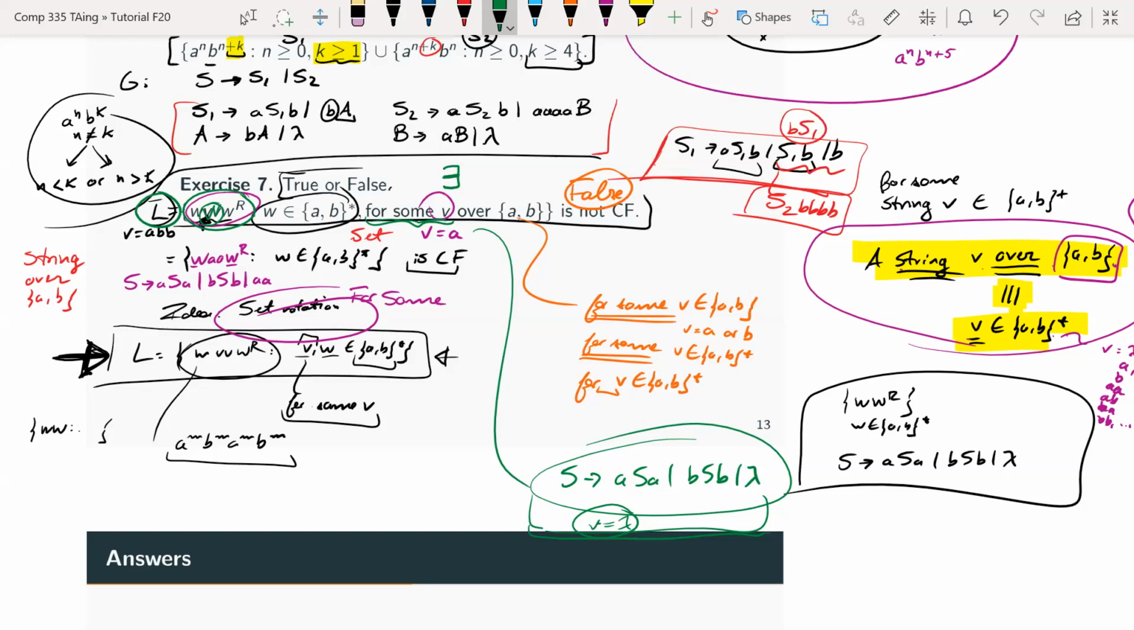Really, it's not that it just happens to be context free. It's saying that yes, it is context free because I can pick that V. Maybe you can think of it that way. I can pick the V, so it's context free. I don't know if that's clear. Hopefully it is.